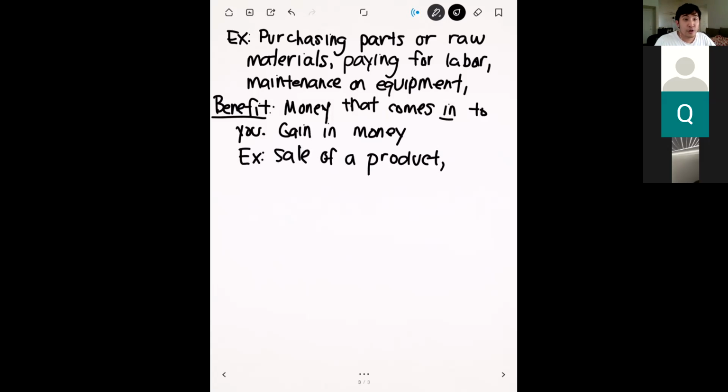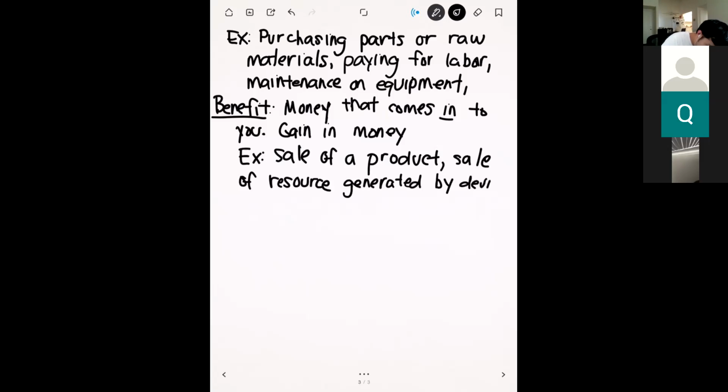Another thing that's common for engineering projects is that maybe you designed a device that is harvesting some kind of material or resource. Let's say you designed a wind turbine that's producing energy, and by selling that energy to either consumers or the power company, you're making money as well. Or another way to gain a benefit is if you invested your money into a savings account and you're gaining interest on that savings account.